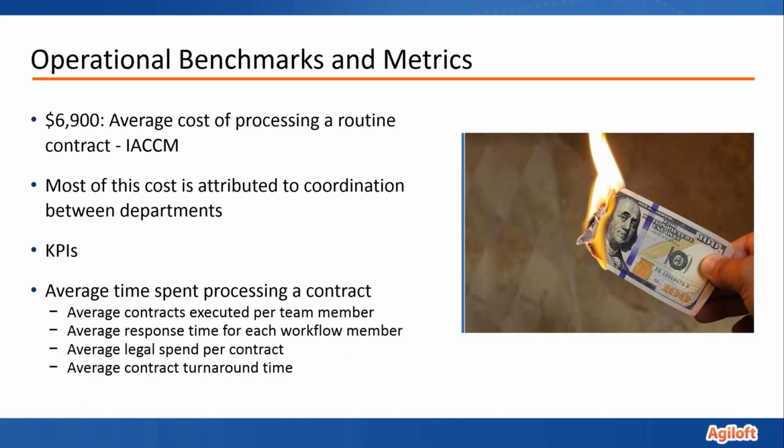It's a particularly insidious cost because it's hidden. Most companies have no idea how much time, effort, and money they spend on processing contracts. The first step to reducing these costs is to get an understanding of your current state. Some metrics you may want to look at are average time spent processing a contract, the average number of contracts executed per team member, the average response time for each workflow member, the average legal spend per contract, the average contract turnaround time, and the fully loaded personnel costs.